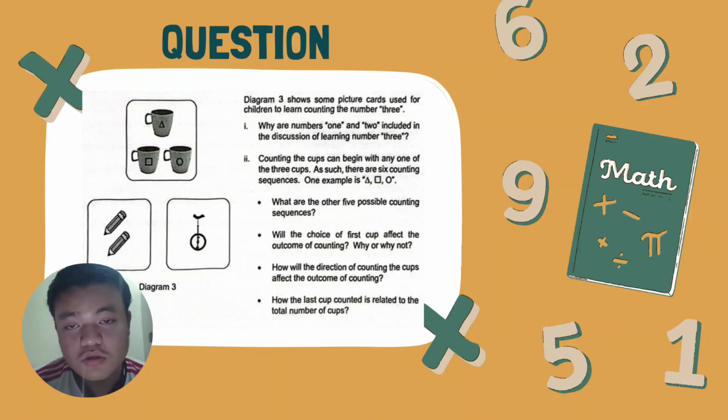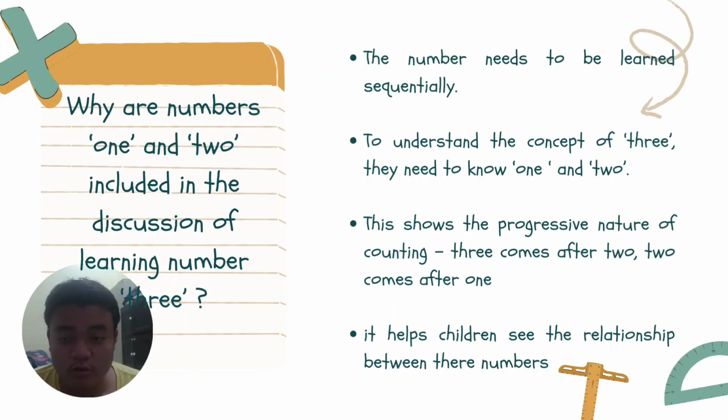Here are some of the questions that were given. This is one of them. These are the second question. Why are numbers 1 and 2 included in the discussion of learning number 3? So the explanation is the numbers need to be learned sequentially.